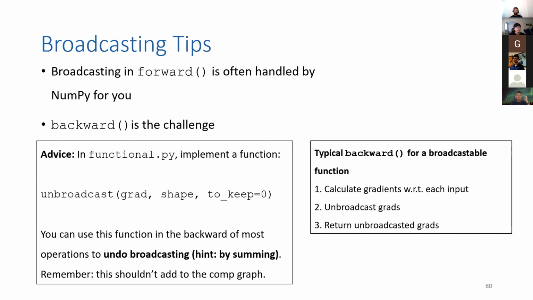What this would look like in an operation's backward is you first calculate the gradients with respect to each input, as you normally would. Nothing has changed until this point. But then you have to unbroadcast the shapes of those gradients and bring them back to the original input shapes. So that's where you'd pass the gradients each through this unbroadcast function with certain parameters to unbroadcast it back. So that's essentially how you do it.